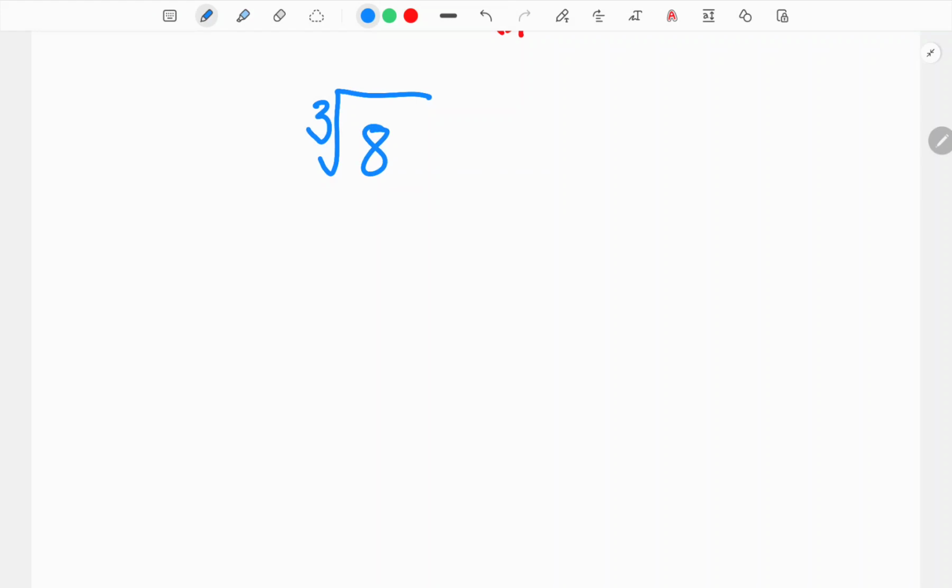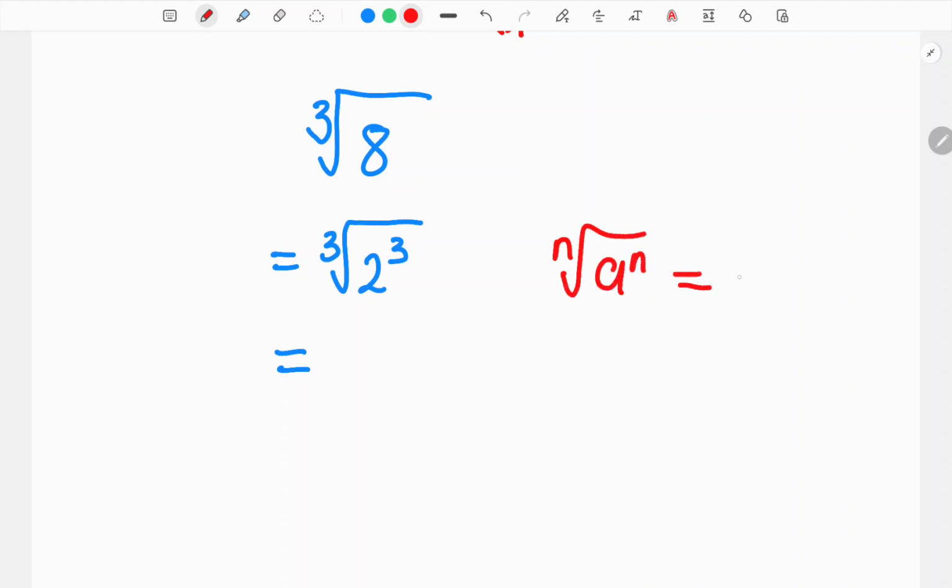Take your calculator. Punch in 8, press the equal sign, then press shift, then press the fact button, and it will give you that 8 can be represented as 2 to the power of 3. And then what do we know? There's a law that says if you have the nth root of a to the power n, what is this equal to?